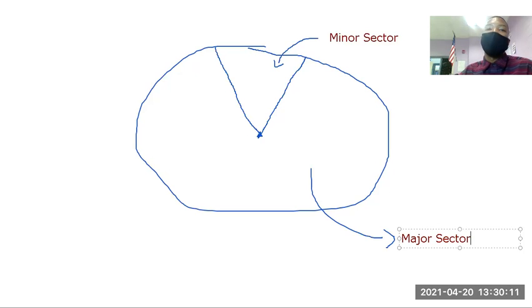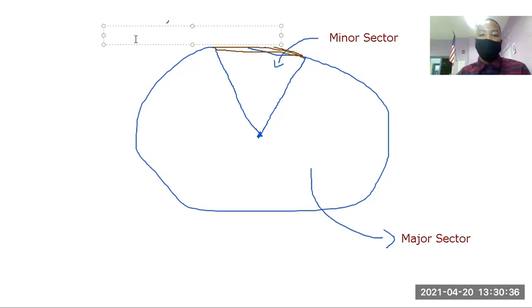Now let's talk about an arc. I'm gonna use a different color. So this section right here that covers the minor sector, that is called a minor arc.